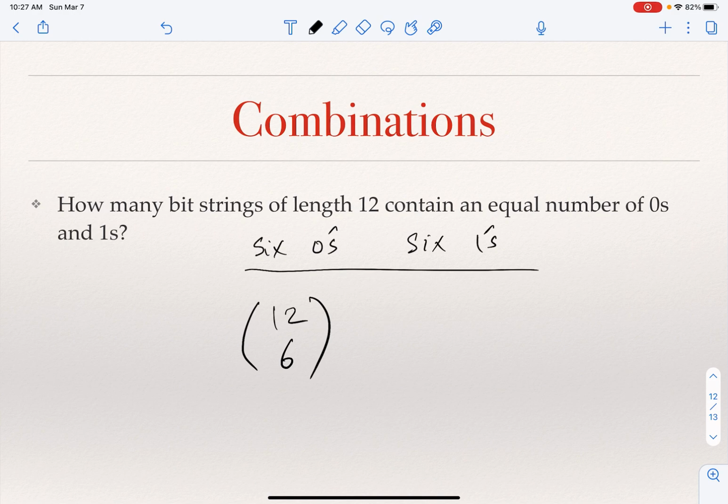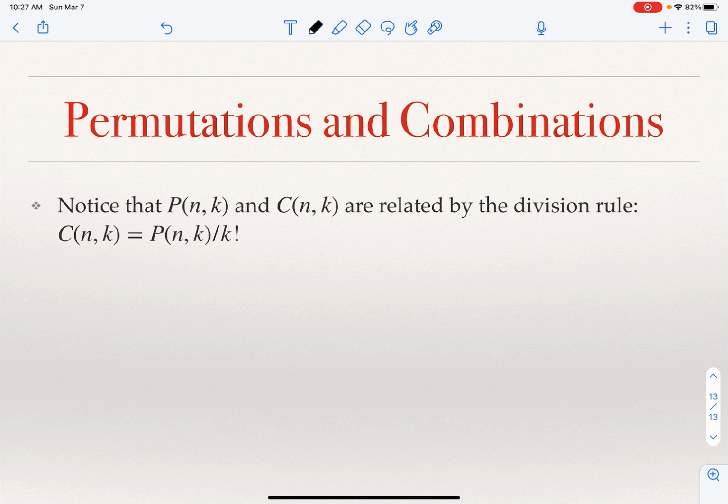So just the last word that I want to remind you, something I already said, that the number of permutations and combinations are related by the division rule, where the number of k combinations from a set of size n is the number of k permutations from a set of size n divided by k factorial.